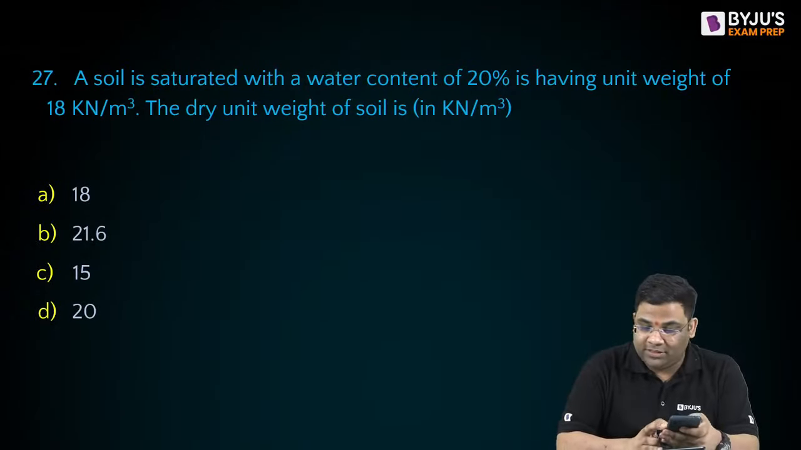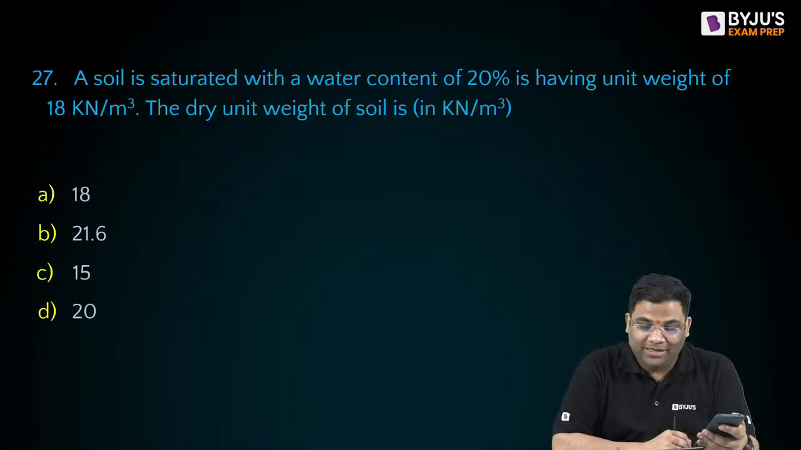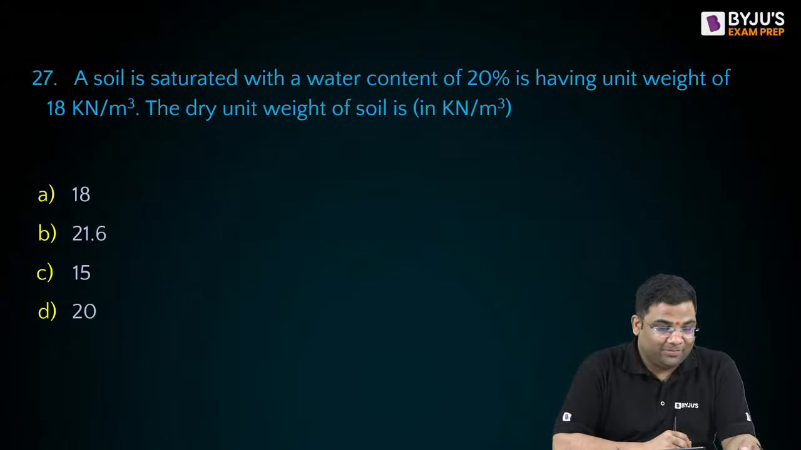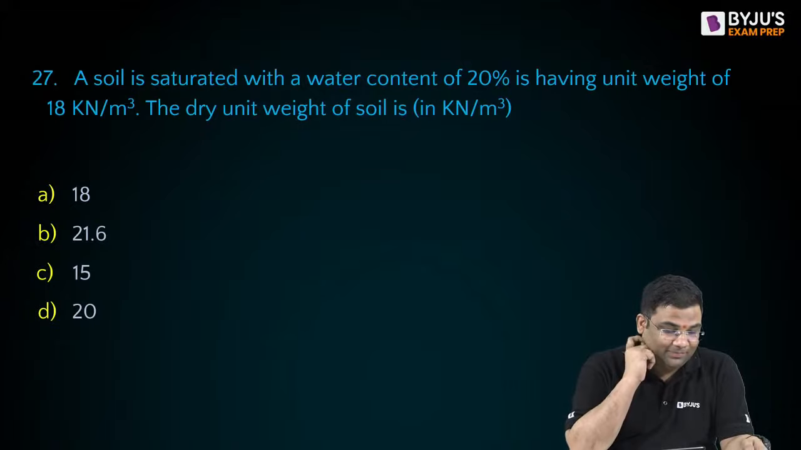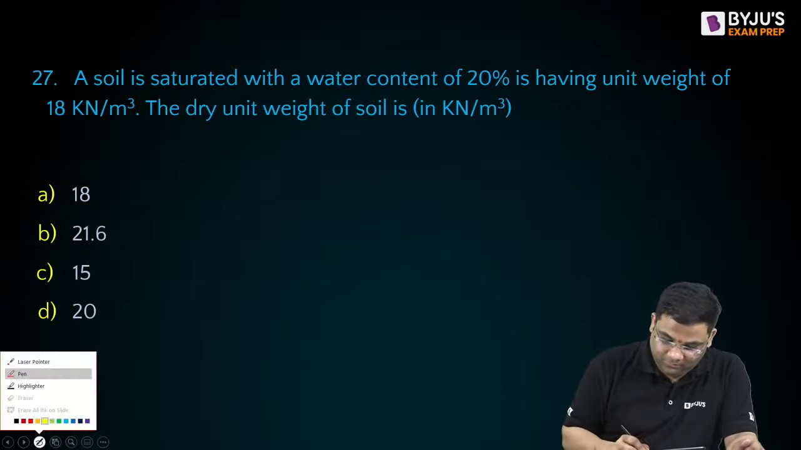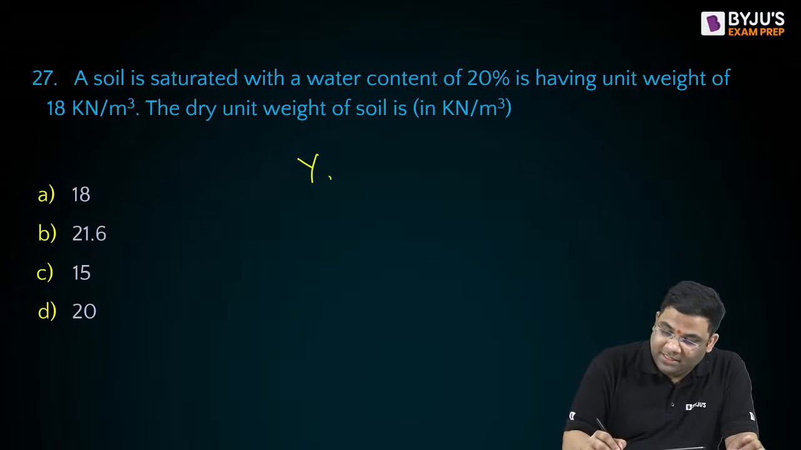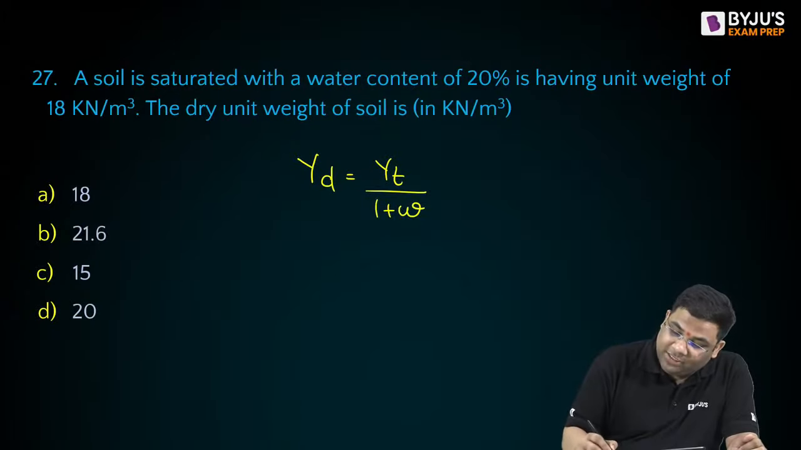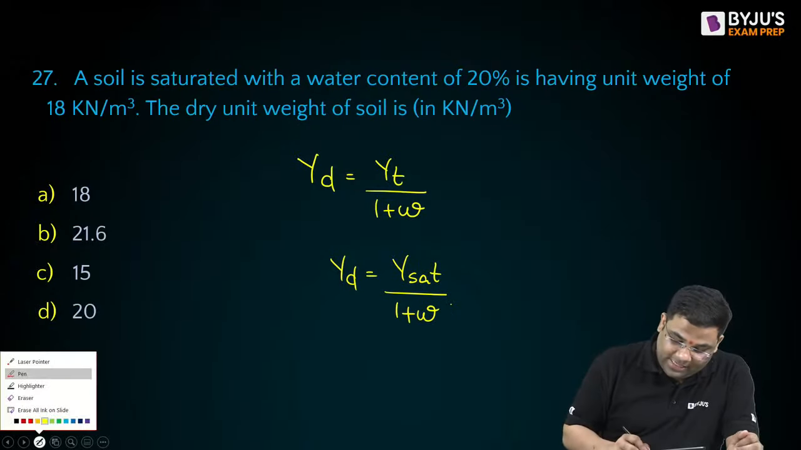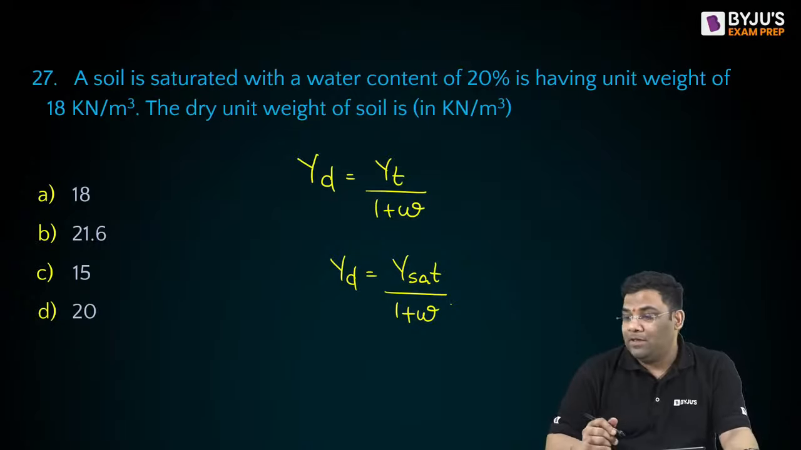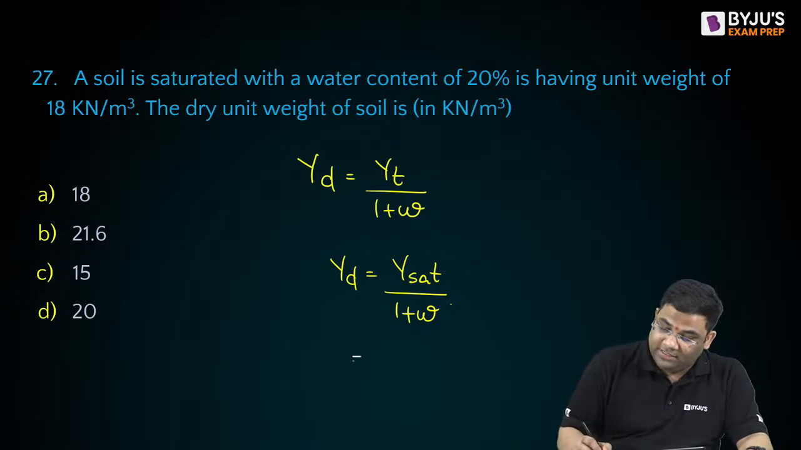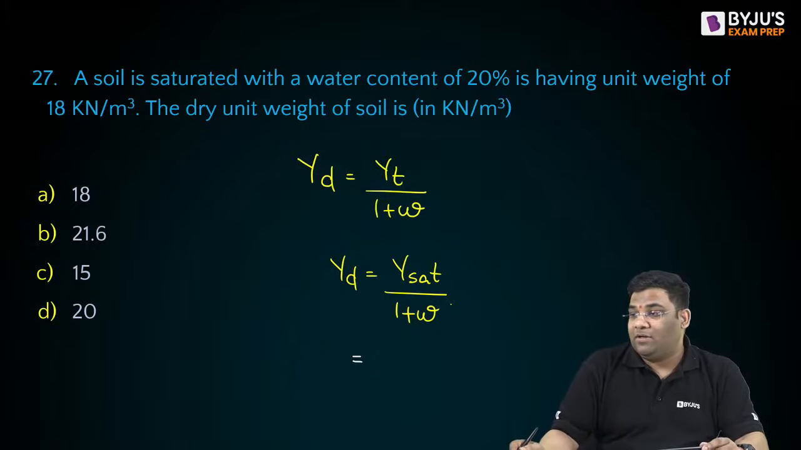Okay, answer this question. Very easy question, straightforward question, about unit weights. Remember this, gamma D is equal to gamma T by 1 plus water content. If saturated, then gamma D is equal to gamma saturated by 1 plus water content. The water content has to be in decimal. So what's the answer for this? Very simple.